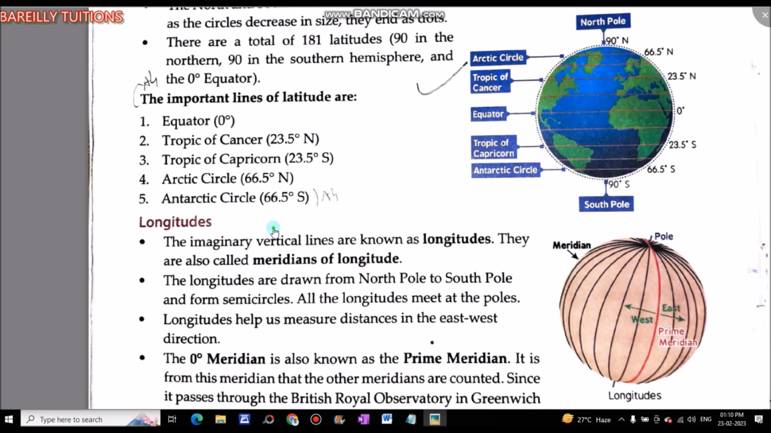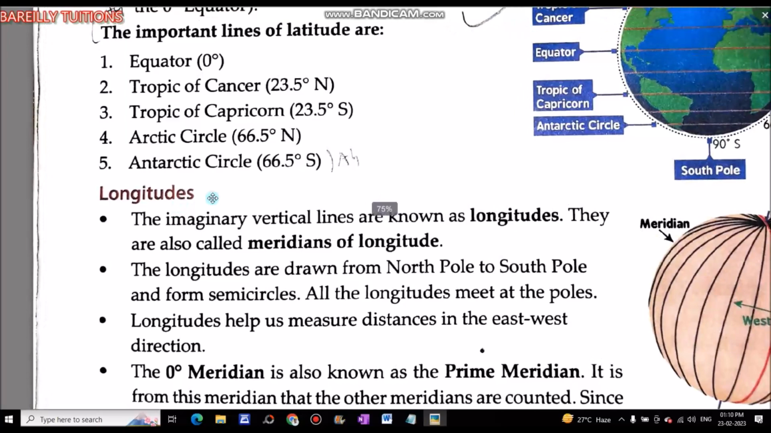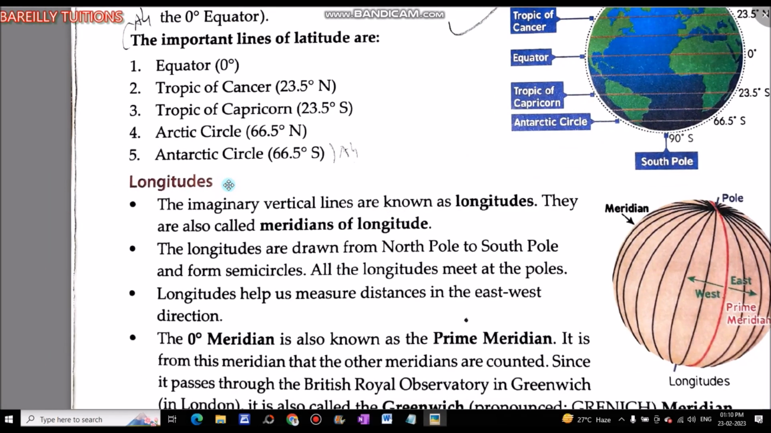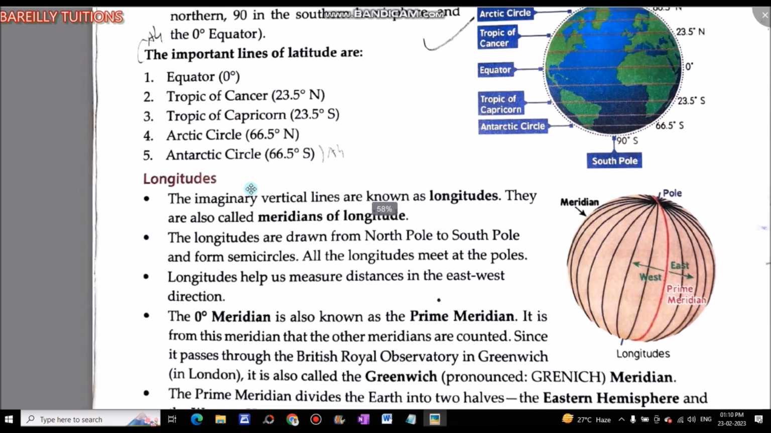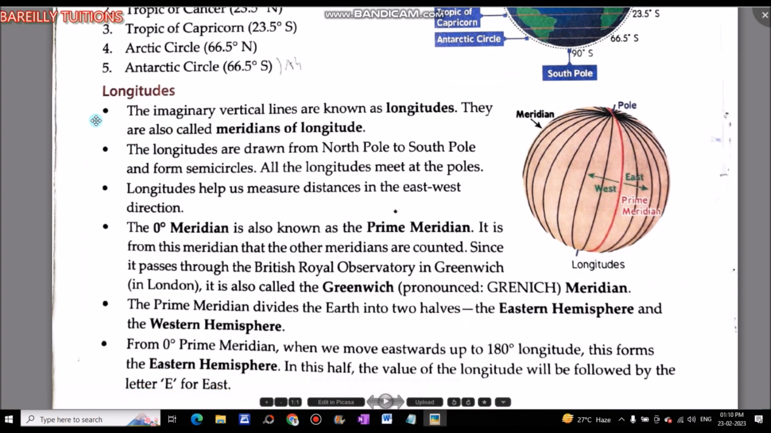Now we will discuss about longitudes. The imaginary vertical lines are known as longitudes. They are also called meridians of longitude. In this diagram, vertical lines shows longitudes. This red color line shows the prime meridian.